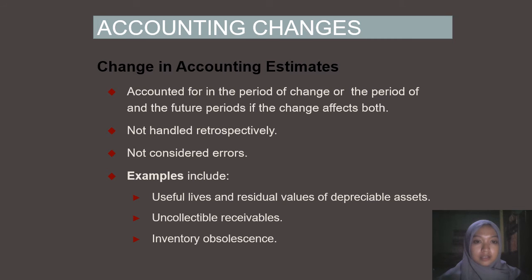Accounting change: change in accounting estimate. The first, account for it in the period of change, or in the period of change and the future period if the change affects both. The second, not handled retrospectively. The third, not considered an error. Examples include number 1, useful life and residual value of a depreciable asset, number 2, uncollectible receivables, and number 3, inventory obsolescence.